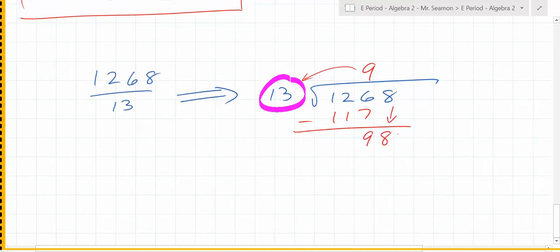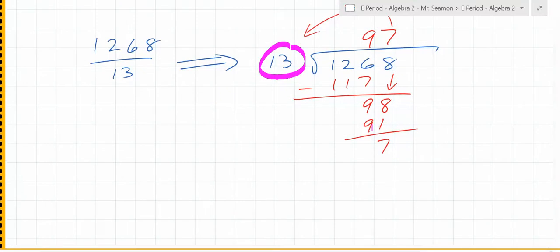Bring down the 8. Now you go 13 into 98. 13 times 5 is 65. What about 6? That's 60 plus 18, 78. What about 7? I think it's 7. So once you have the 7, you multiply the 7 times 13, and that's 70 plus 21. What's 70 plus 21? 91. Oh, that's good. So you subtract, and what do you get? Can you go any further? No. So what is that 7 called? This is important, this is called the remainder.